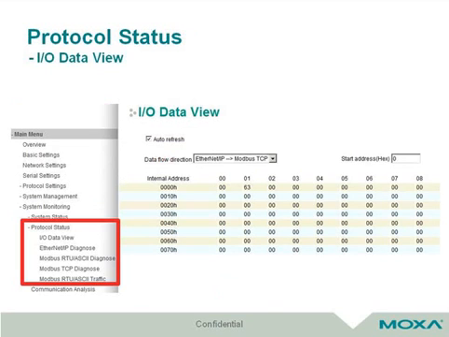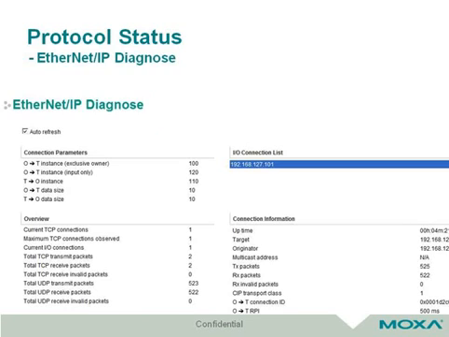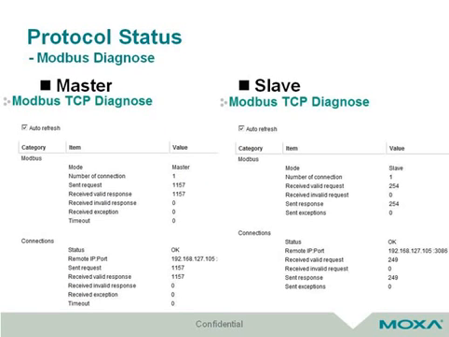Under protocol status, there is an I/O data view. You can see if the value is correct for data exchange. Besides, the user can also check the Ethernet IP connection information of the MGate. In this page, this is the Modbus connection information, which is the Modbus diagnosis result.